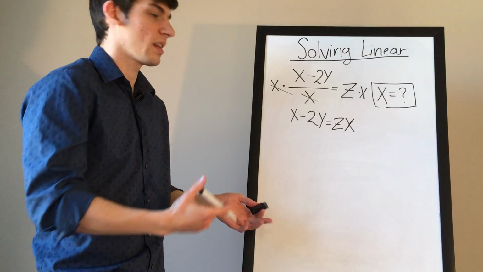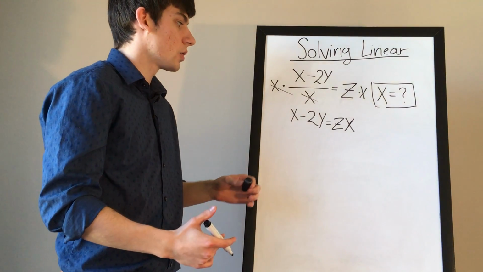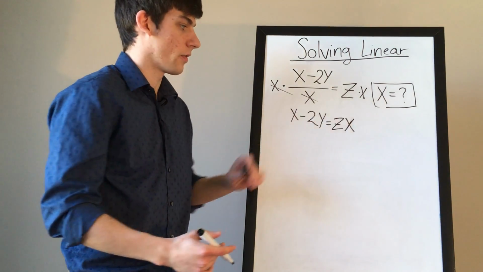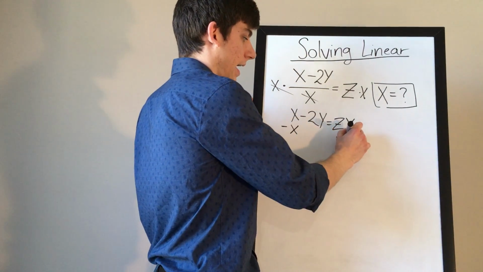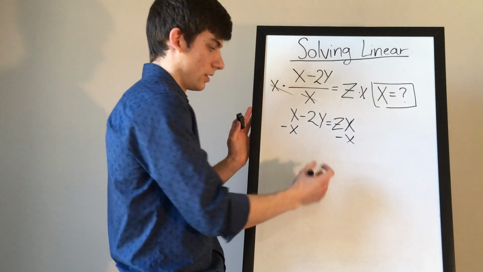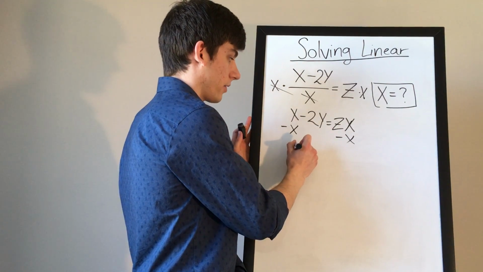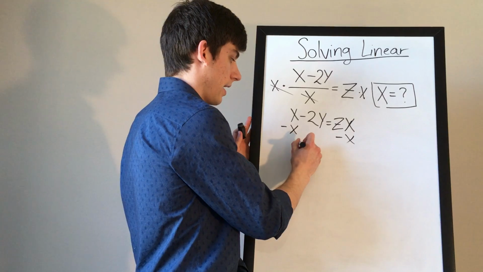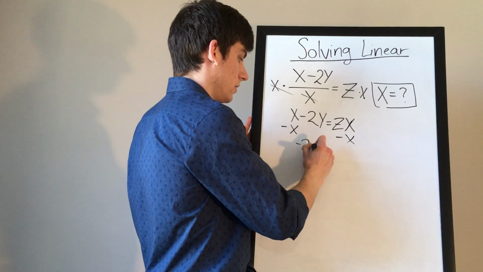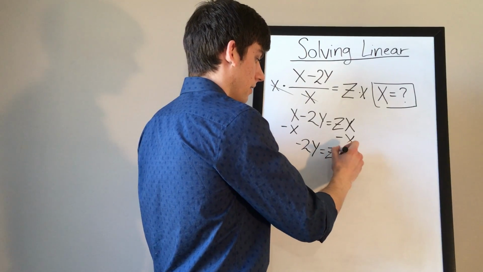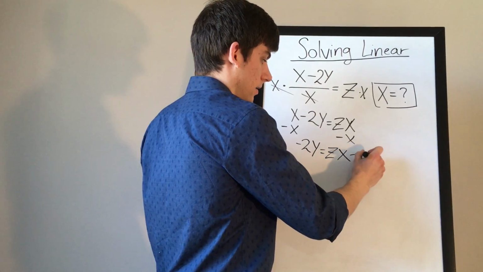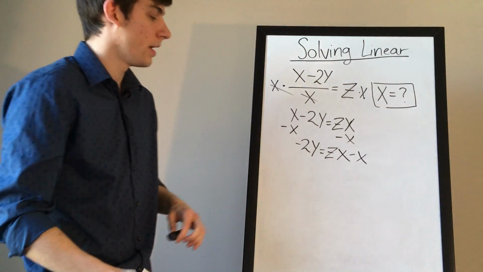So we want to fix that. We at least want to have it on one side. So let's scoot this x over here. How can we scoot it over there? Let's just subtract x from both sides of the equation. This x goes away, so you just have negative 2y is equal to zx minus x. And that's where we're at.